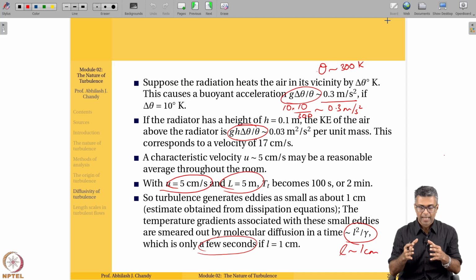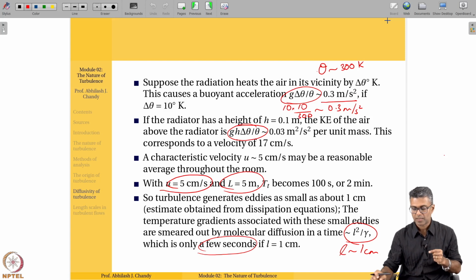Hello everyone. So in the last class we were discussing the diffusivity of turbulence, one very important attribute for turbulence. The diffusivity relates to the enhanced diffusion that you see in a turbulent flow, enhanced compared to laminar flow. And we discussed a case study of heat transport in a room in order to demonstrate how fast diffusion is in a turbulent flow.